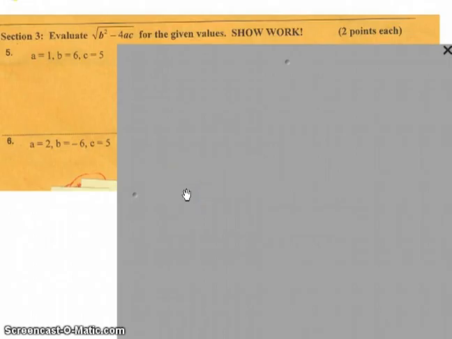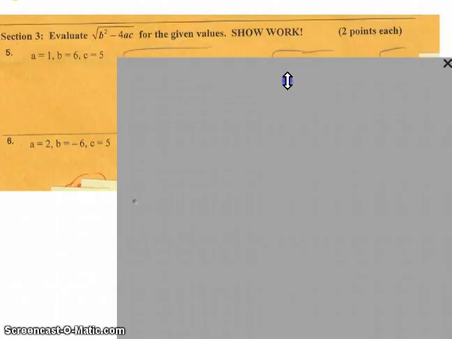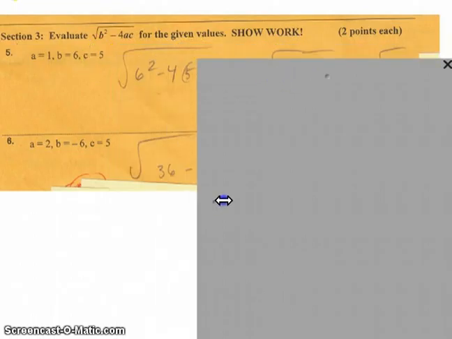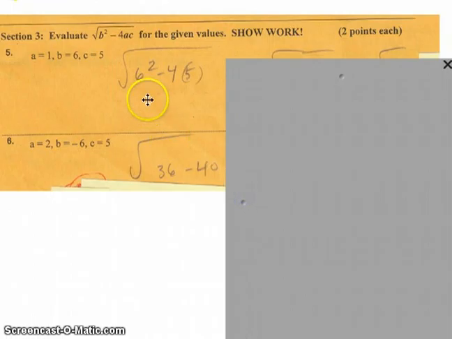In this case, you had to do some plugging in. You were given a formula, b squared minus 4ac. You were asked to take the square root of that whole thing. And you were asked first to plug in these values. And that's exactly what I've done here. I went ahead and plugged in the numbers that I was given, 6 squared for b squared, minus 4 times a times c. I simplified things a little bit here. I went ahead and multiplied the 1 times the 5 and got 5. So it's minus 4 times 5.